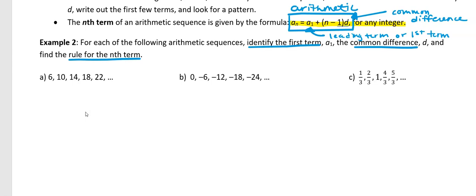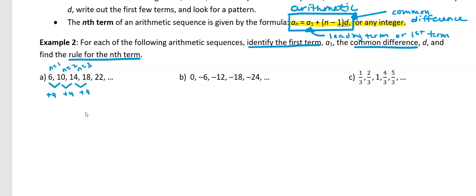So in this, we could say, for example, the first term is 6, the second term is 10, and the third term is 14, and so forth. To get from 6 to 10, what did we do? We added 4. To get from 10 to 14, what did we do? We added 4, and you can probably start to see that for each of these, they're adding 4.